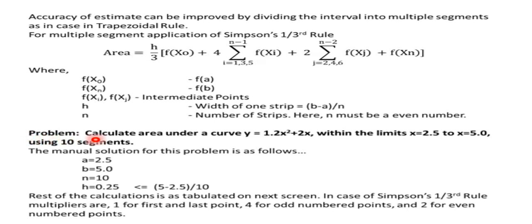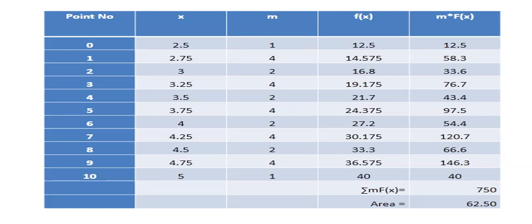This problem is used for understanding the application of Simpson's one-third rule for calculation of area under the curve. So assuming y is equal to 1.2x square plus 2x, we can try to integrate the equation within limits x equal to 2.5 to 5 using 10 segments. As in the previous case, the next slide shows the manual calculation or calculations using Excel, the next slide shows the flowchart, and the next slide will show the program.